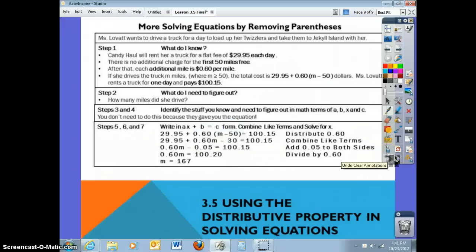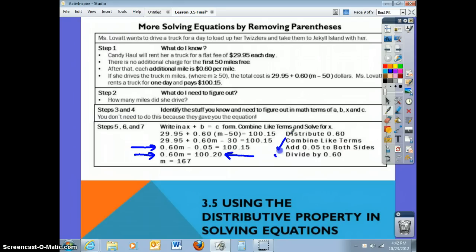And then we're going to combine like terms. This 29.95 can be combined with this minus 30 and get minus 0.05. That's the only like terms in that equation, so we're now at a form of AX plus a negative B equals C. Now we're going to solve for M, or X in the standard form. So we're going to add 0.05 to both sides of the equation, and we will end up with 0.60M on the left-hand side and 100.20 on the right-hand side.